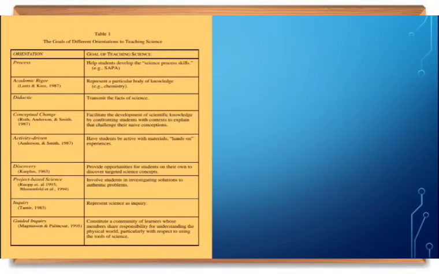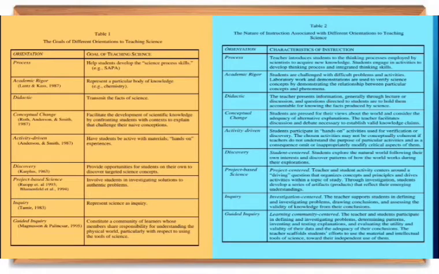Orientations toward teaching science that have been identified in the literature are shown in Tables 1 and 2. Table 1 shows the goals of different orientations to teaching science, while Table 2 presents the nature of instruction related with different orientations to teaching science. There are different orientations to teaching science, which are the process, academic rigor, didactic, conceptual change, activity-driven, discovery, project-based science, inquiry, and guided inquiry.